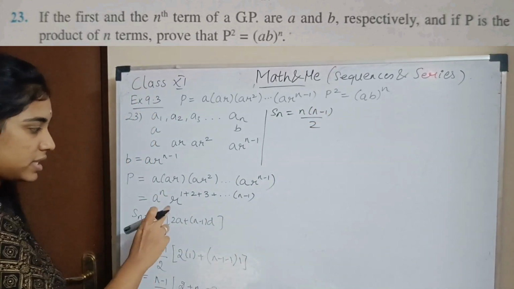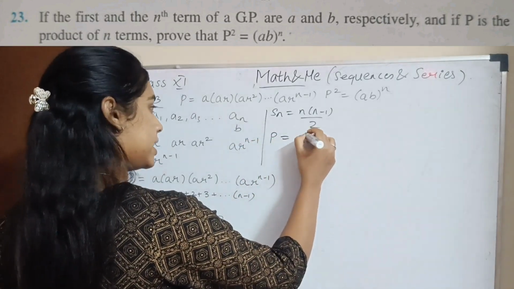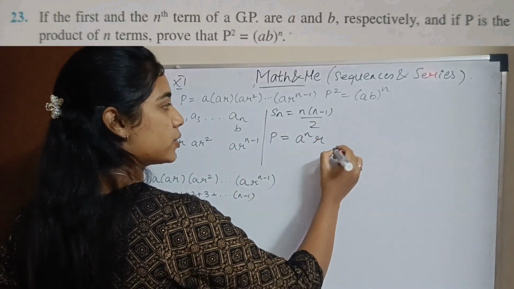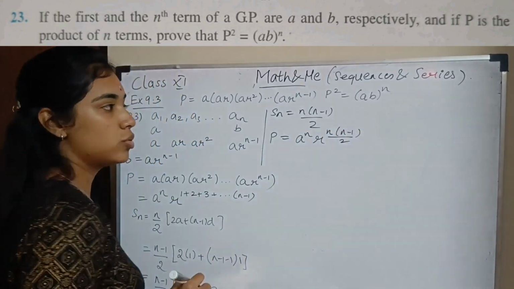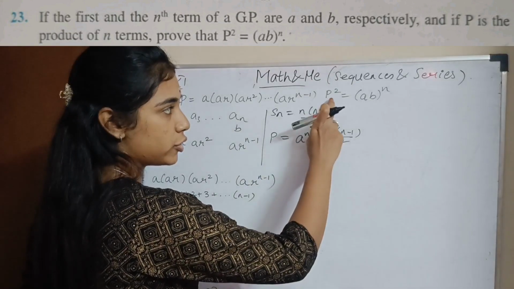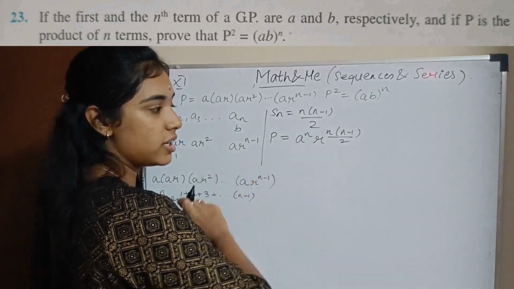This sum is the power of R. So what is my product? P equals A to the n, R to the power n times n minus 1 divided by 2. This is in the power. What do you have to prove? P square equals (AB) to the power n. So let me square on both sides to get P square.